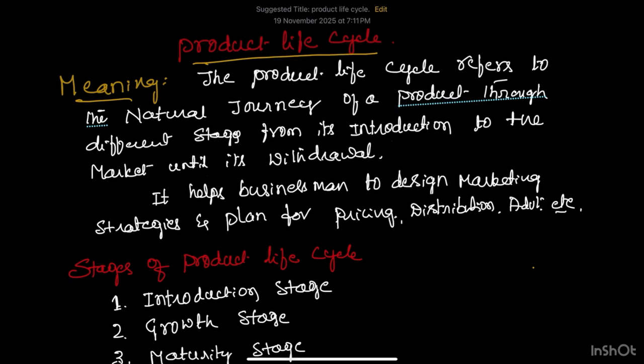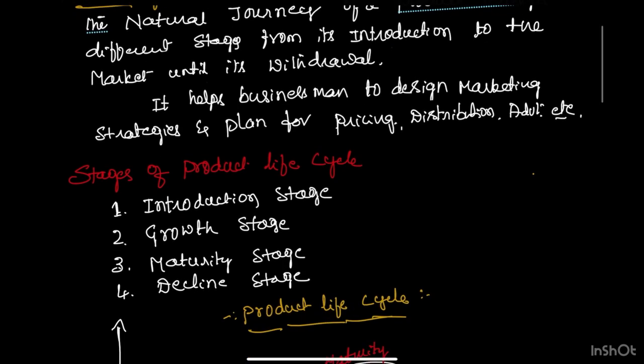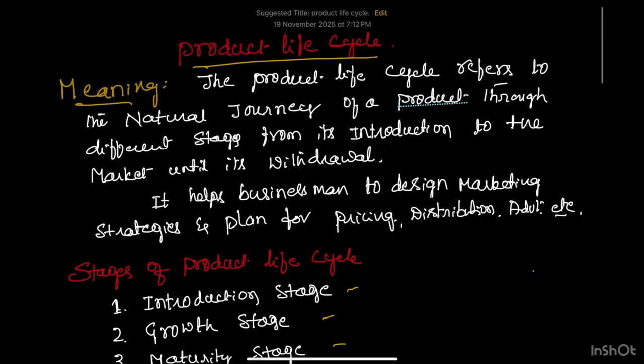First, let us know the meaning of product life cycle. Like a human being, a product also crosses through different stages in its life. Human beings cross stages like childhood, youth, adult, old age. Product also passes through different stages. We call it introduction stage, growth stage, maturity, and decline. So that is defined here.